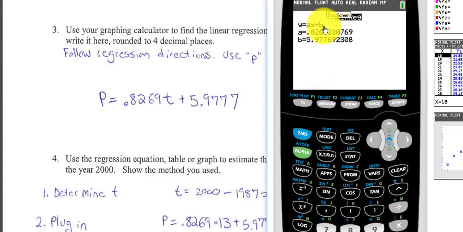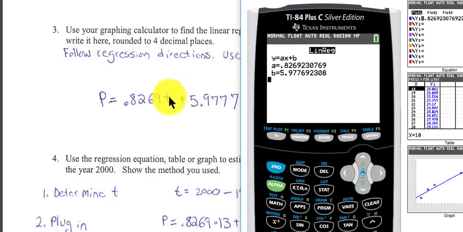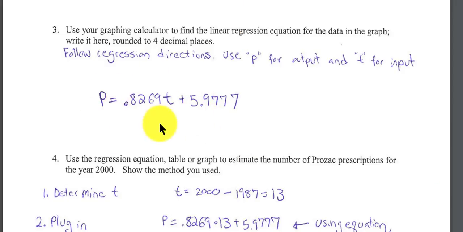Now, on a test, you wouldn't write A is this and B is that. I want the equation, right? Y equals mx plus b. And it looks like they replace Y with P and X with T. And then they wrote the 0.8269 and the 5.9777, etc. Right, so there's my regression equation. This will be the last question on test 1. I'm definitely going to ask you to do this.